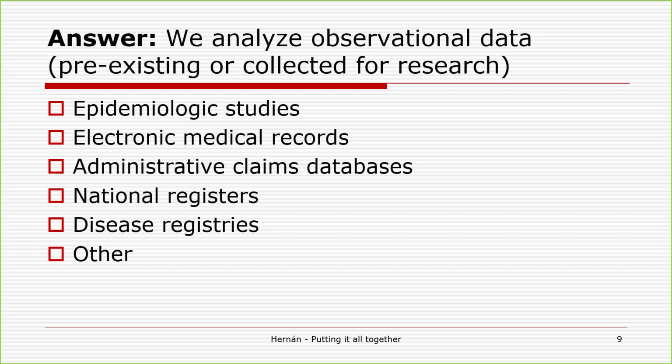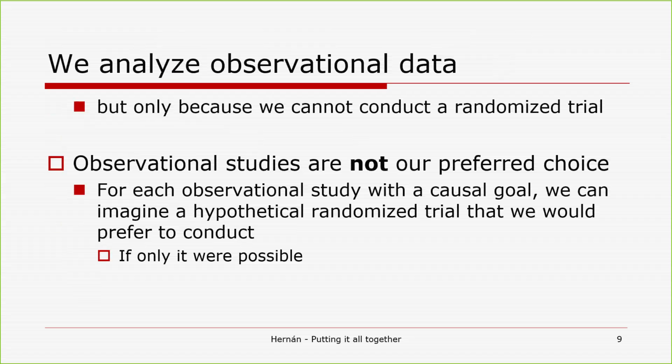When we are working with electronic health records data and the like, the data were not generated for research, and we are trying to make it useful for research. So this is a key point. We are analyzing observational data because we cannot go back to randomized trials. Observational analyses are not our preferred choice. It's not that we love observational data so much; it's the only thing that we can do. For any causal analysis that you are conducting with observational data, I'm sure that you can come up with a hypothetical trial that would answer that question better.